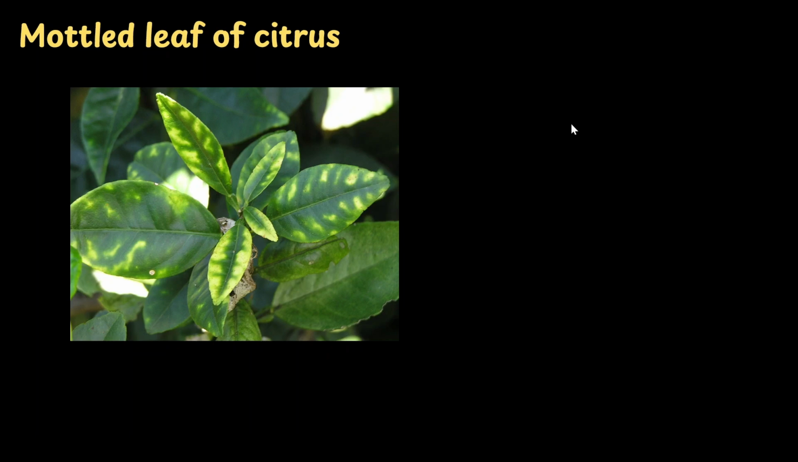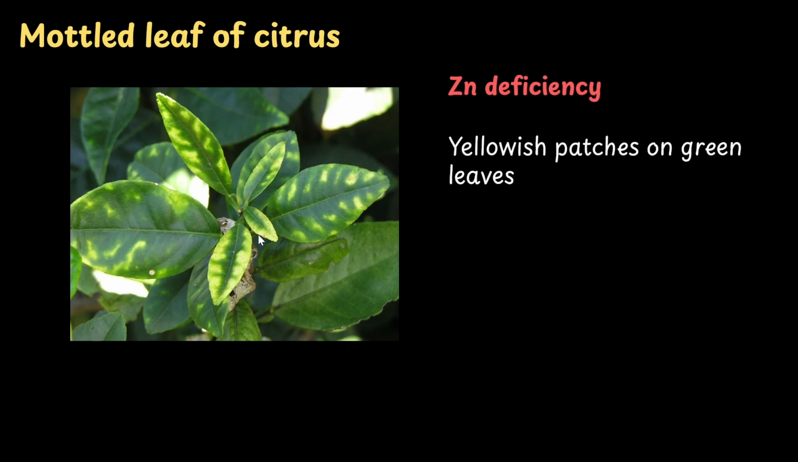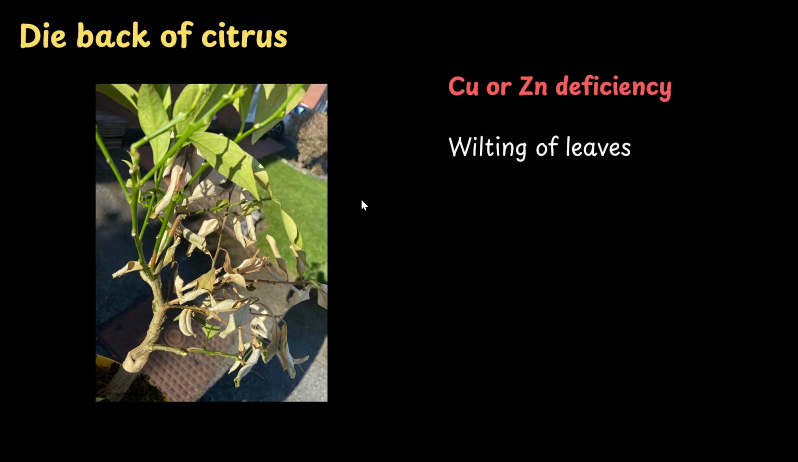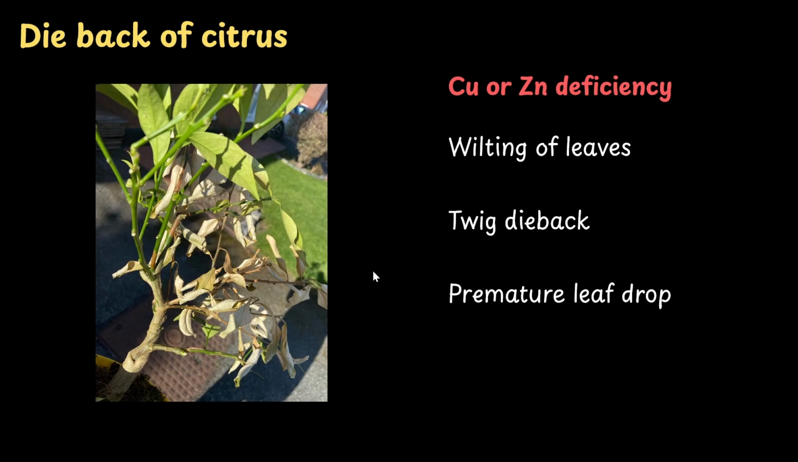Mottled leaf of citrus is caused due to zinc deficiency. This condition is characterized by yellowish white patches on the leaves, stunted growth of the new leaves, as well as the shortening of the twigs. Dieback of citrus is caused by either copper or zinc deficiency. It makes the new leaves wilt or fall off. The twigs also die, and the leaves can drop prematurely as well.